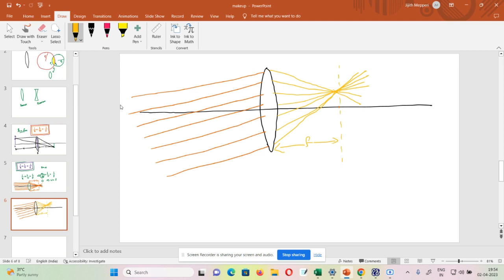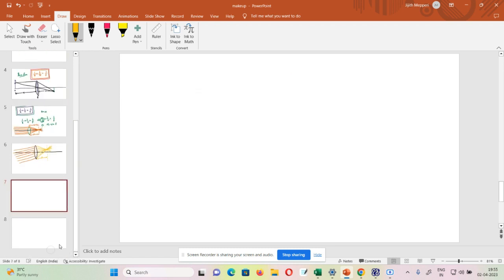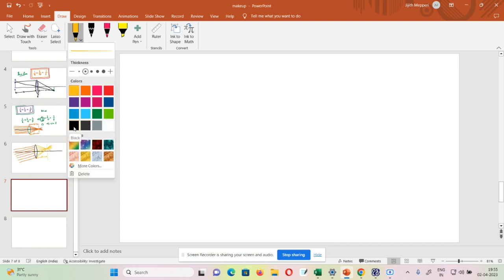We are doing all the imaging conditions using a convex lens. It's a converging lens in which light rays are getting converged, and the parallel beams incident on the lens get converged and focused at one spot. So that kind of lens is called a convex lens. So we are dealing with all the imaging conditions of a convex lens today. Now we can see what happens. In the case of a convex lens, we have different parameters.